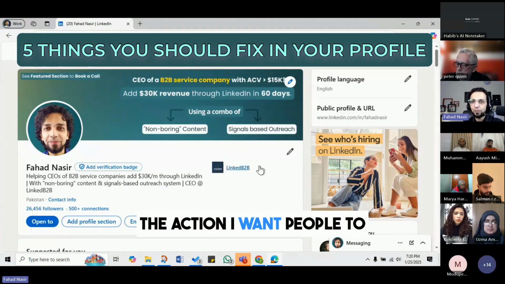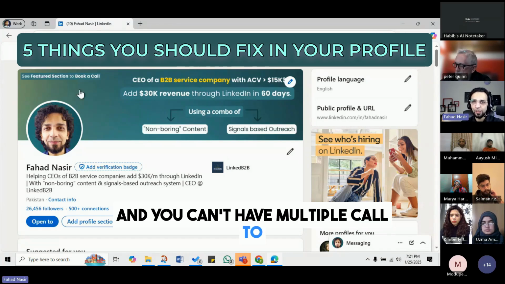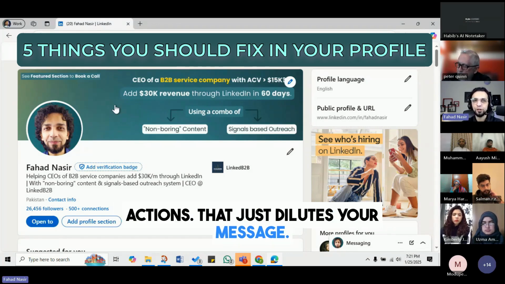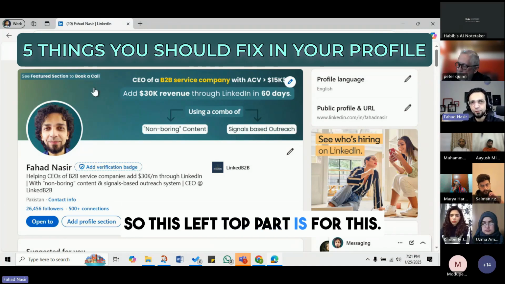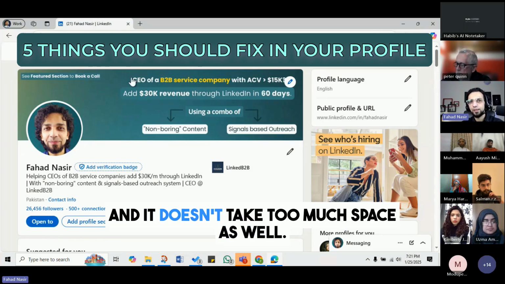The action I want people to perform on my profile is this. And you can't have multiple call to actions, right? That just dilutes your message. So this left top part is for this. Keep it to like 5-7 words so that it's easily readable as well and it doesn't take too much space.